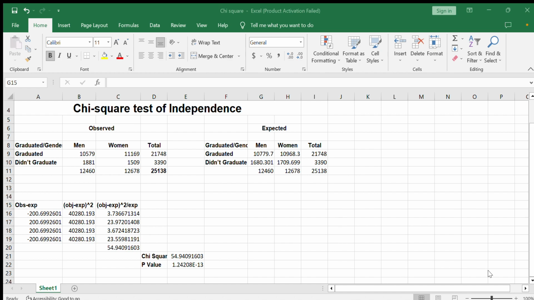I am hoping that this explanation throws more light on the calculation we have here for the chi-square independence test.